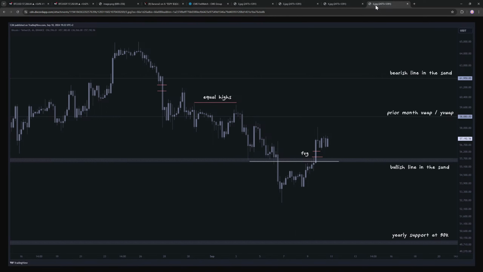Like, no need to be fancy about it. We can talk all we want, but bullish line in the sand: we don't want to see a close below for upside. That's it. If we close below, we're screwed. We're going to go 50K.